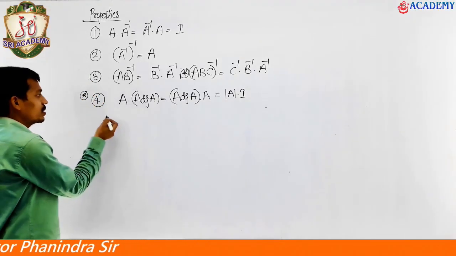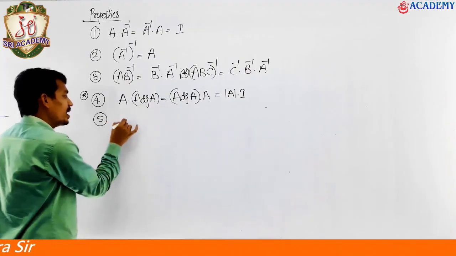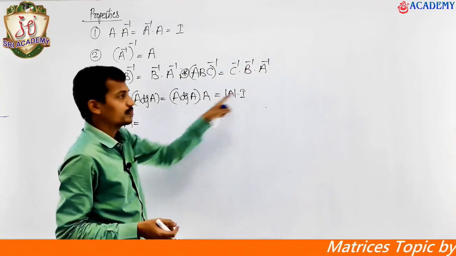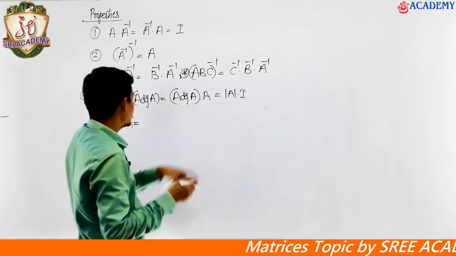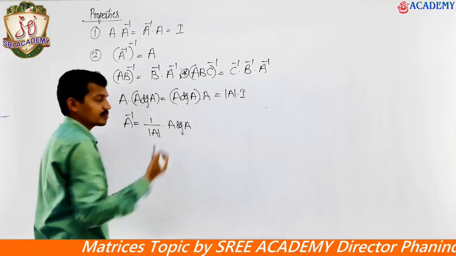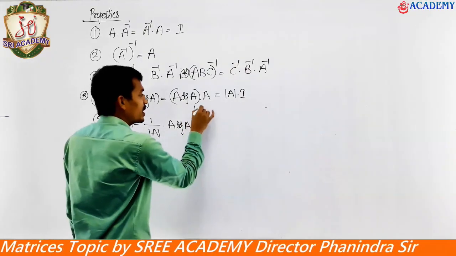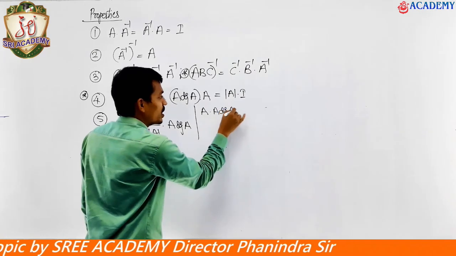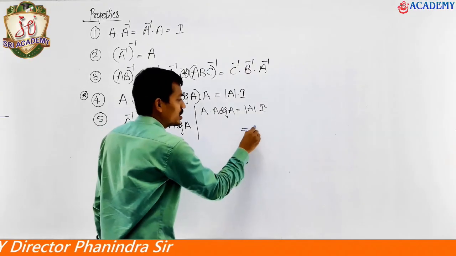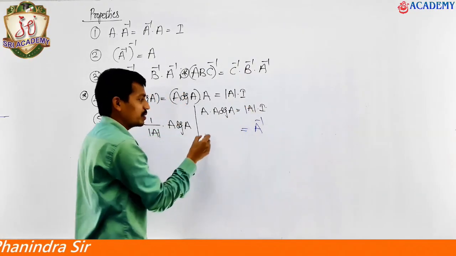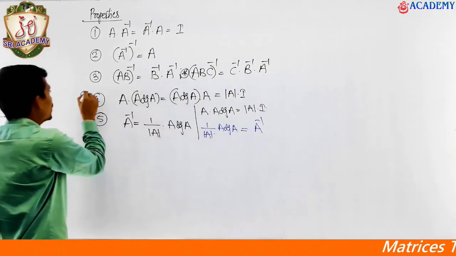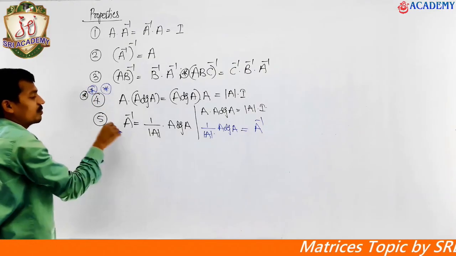See, one more I am giving here. From here only the A inverse formula is created. If I take A this side, it's going to be A inverse, that is 1 by determinant of A into adjoint of A. What I am saying means, indirectly A into adjoint of A equals determinant of A into I. If I take A this side, it's going to be A inverse. If I take the determinant this side, multiplication 1 by determinant of A into adjoint, I am saying. From this formula only you got this formula.